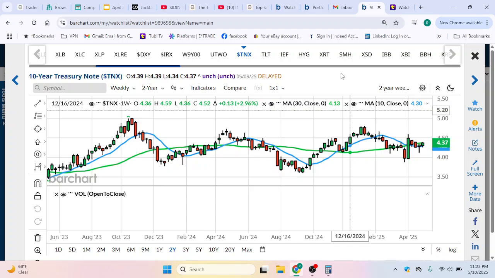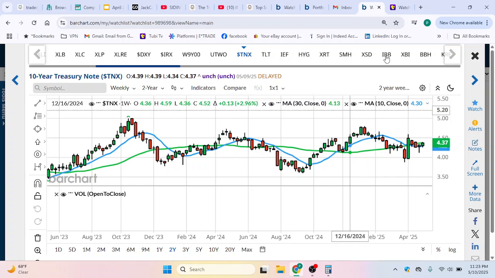So not much to report there. What else can I show you? I think that's a good enough view of the markets for this time. There's three areas I would avoid right now.